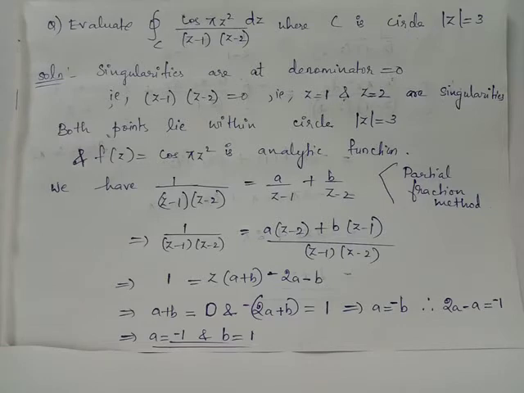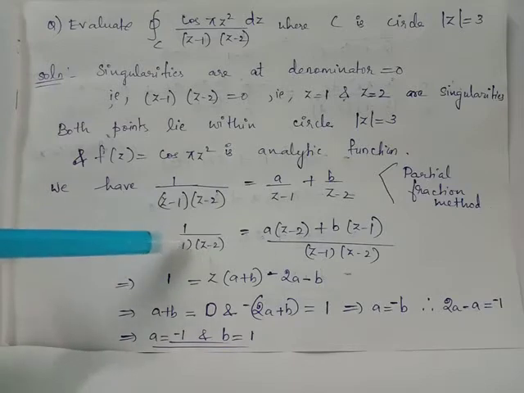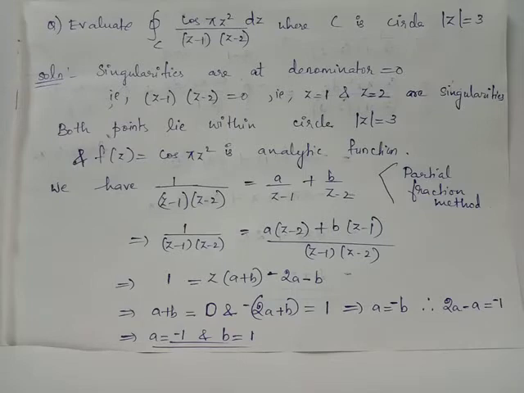Now 1 by (z − 1)(z − 2), using the partial fraction method, is written as A by (z − 1) plus B by (z − 2). When you take the LCM on the RHS, you have A(z − 2) + B(z − 1) upon (z − 1)(z − 2). Both LHS and RHS have the same denominators, so they can be cancelled, and we have z(A + B) − 2A − B on the RHS equals 1 on the LHS.